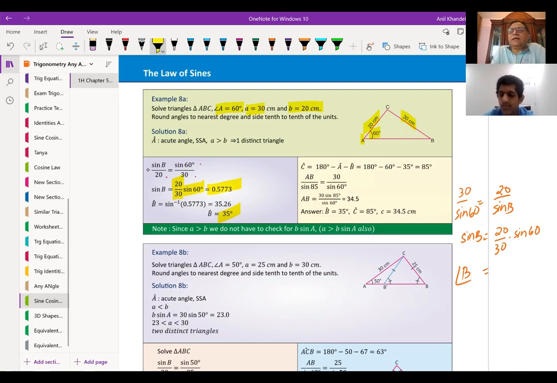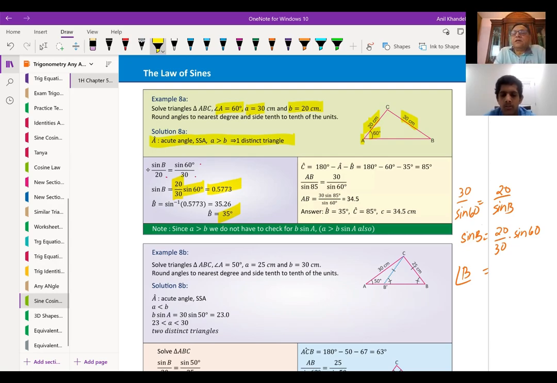Because the side a is longer than side b, right? So we have an acute angle. And since we know that a is greater than b, which is very clearly written here, it is a side-side-angle case where a is greater than b. In that case, we have only one solution. Perfect. And that's the solution.